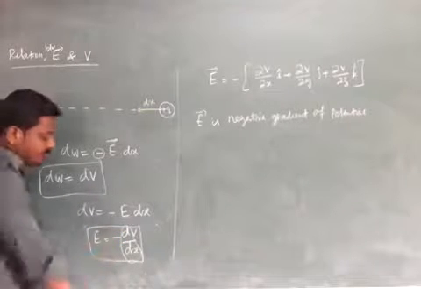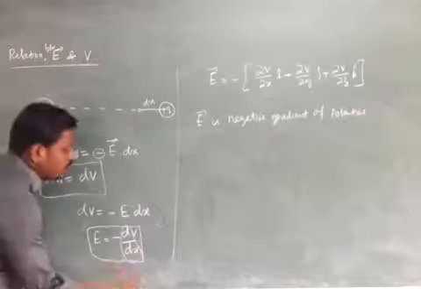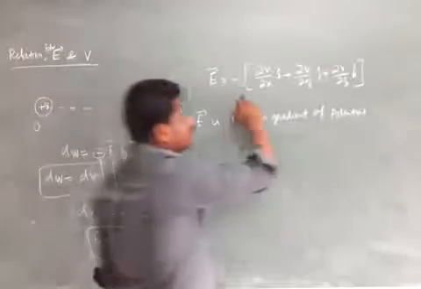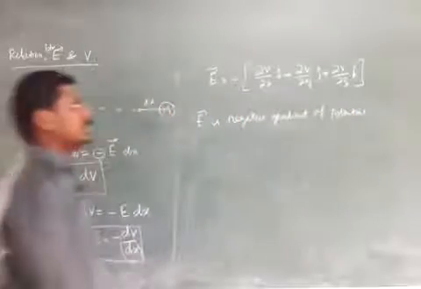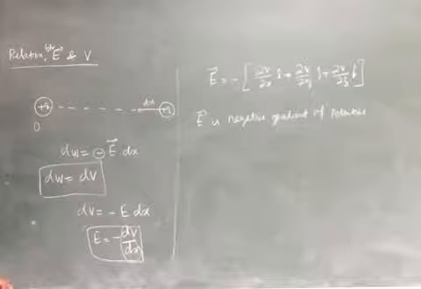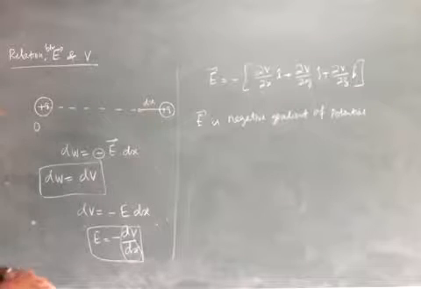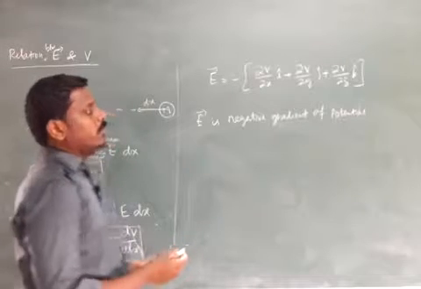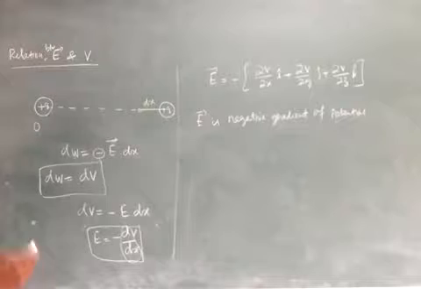So d by dx represents one direction. To represent all three directions x, y and z, we use partial derivatives: minus dou V by dou x i cap, dou V by dou y j cap, dou V by dou z k cap.